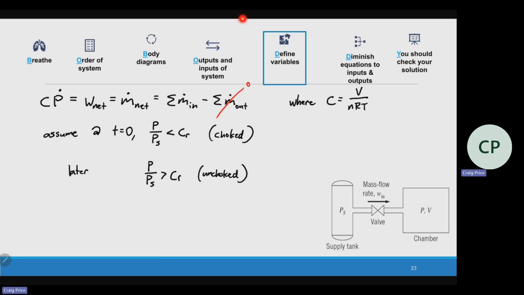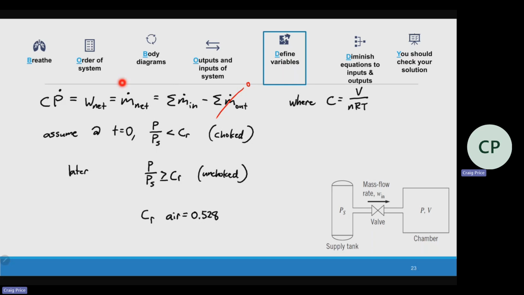And again, if this is just regular air, it's going to be 0.528. That's the ratio where it cuts off. So that's kind of the point for air. If it was a different gas, it would be a different ratio.